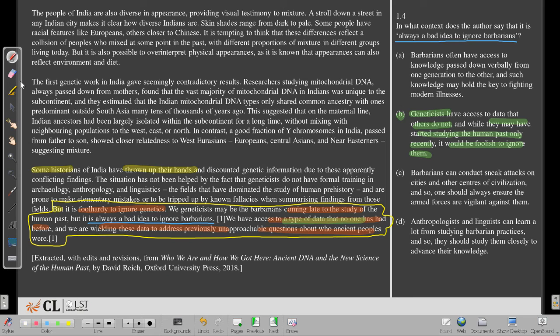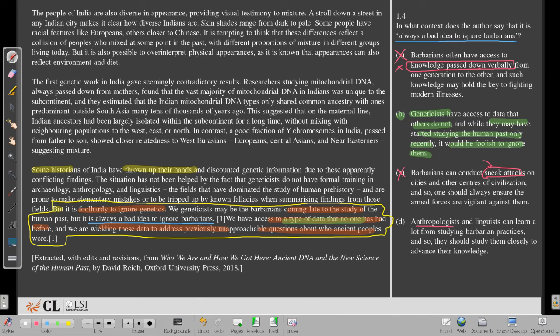Let's look at the problem with the other answer choices, ladies and gentlemen. Barbarians often have access to knowledge passed on verbally. Where is knowledge passing down mentioned anywhere in this passage? Nowhere in the passage, alien to the whole discussion. Barbarians conduct sneak attacks on cities. No way. We're not talking about geneticists attacking anything, sneak attack.